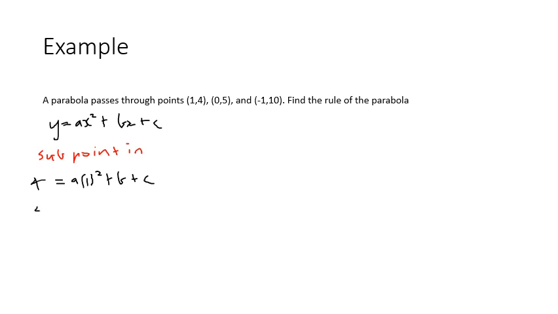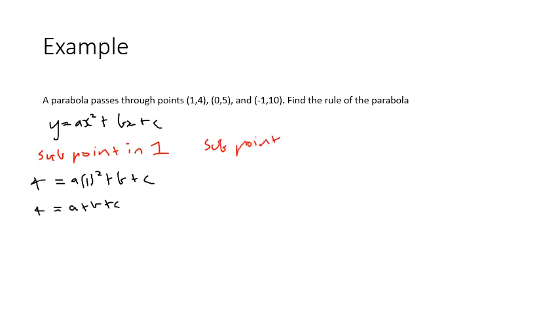So we know 4 is equal to a plus b plus c, because 1 squared equals 1 and 1 times a is just a. So that's the first one we have. Now we will sub our second point in. So this is point 1, and now we will sub in point 2.